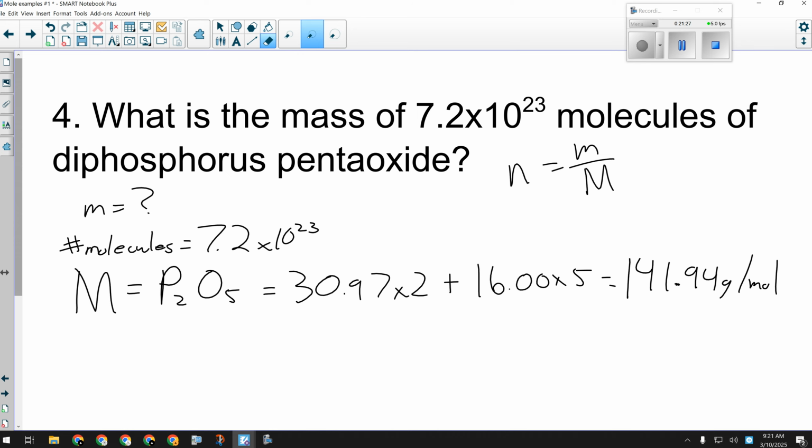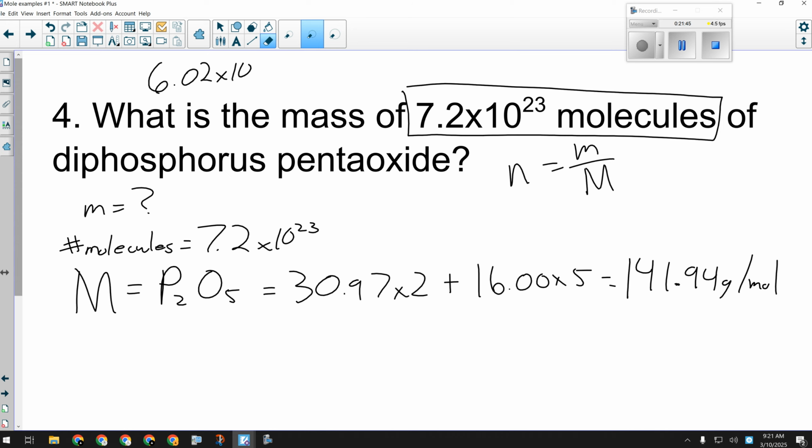Okay, I'm still missing N. I need N if I'm going to get little m. But here's what I do know. I know I have this many molecules, and I know this number, which is the number of molecules in 1 mole.